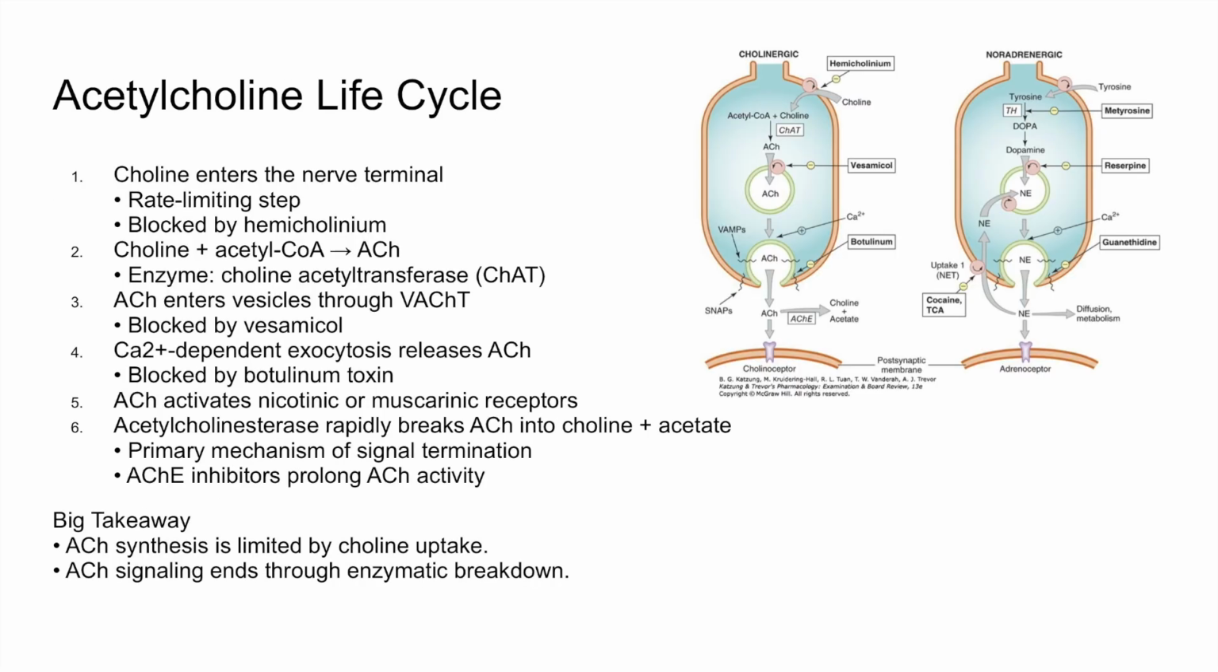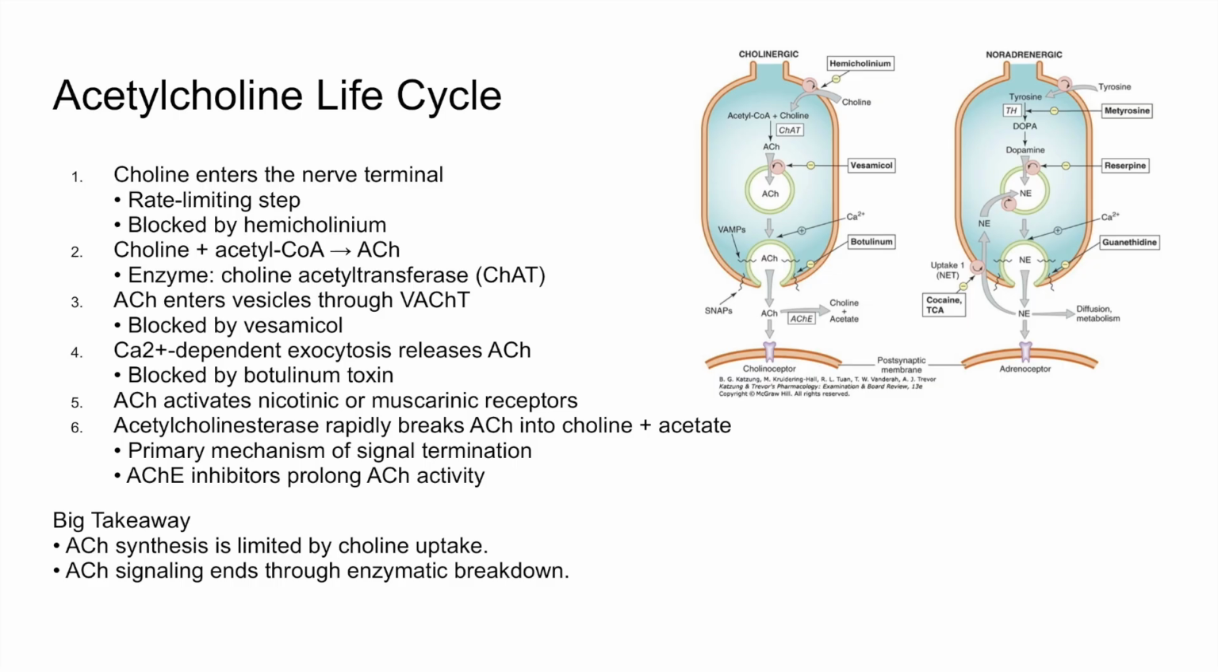All right, so the acetylcholine life cycle. Acetylcholine synthesis begins when choline enters the presynaptic terminal, which is the rate-limiting step, and it can be blocked by something called hemicholinium. This isn't necessarily high yield. This was just on the diagram, and my professor threw it up, so I'm keeping it in here.